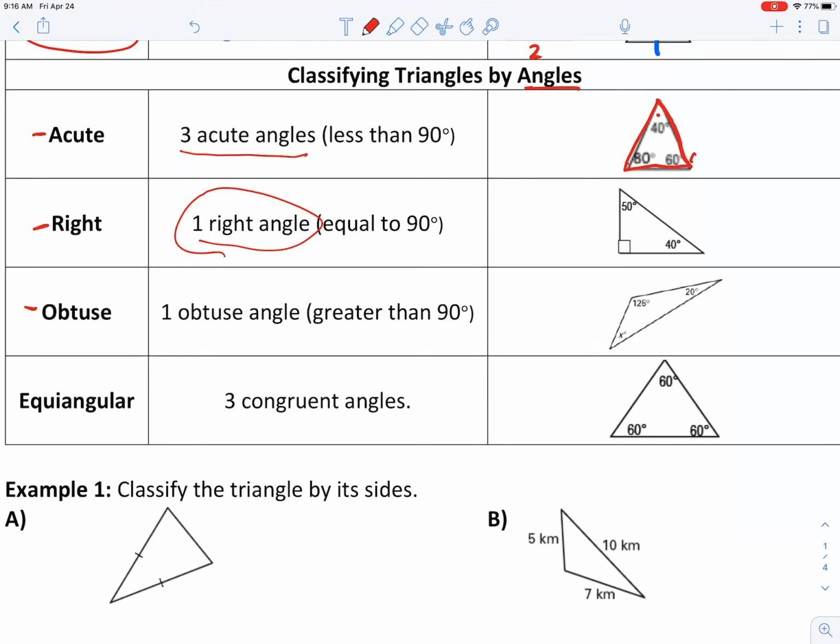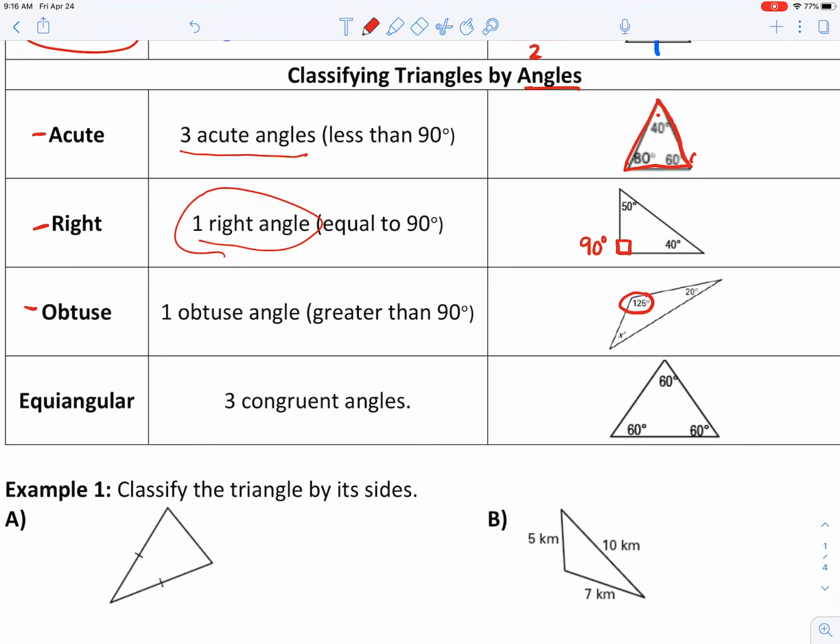A triangle is said to be right if it has one right angle. In this picture, this little square box right here means that that is a 90-degree angle. So as long as you see one of those square boxes or see 90 degrees, it's a right triangle.